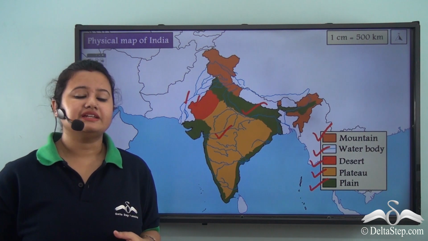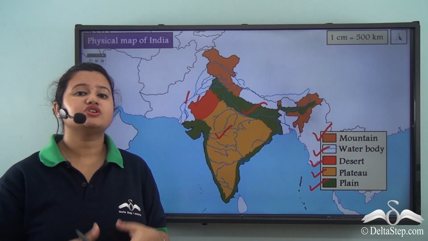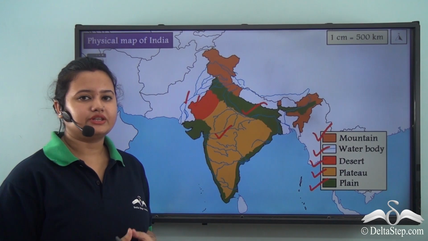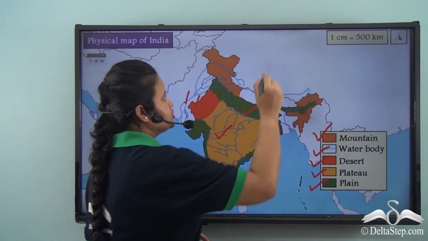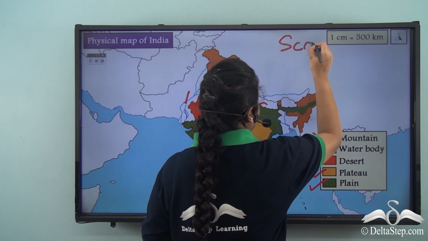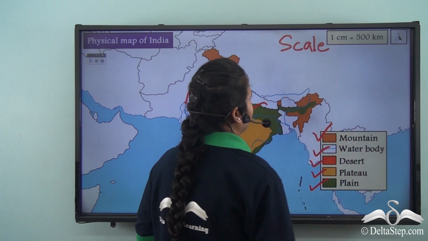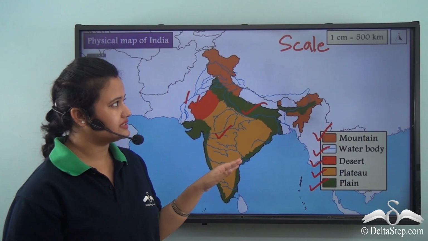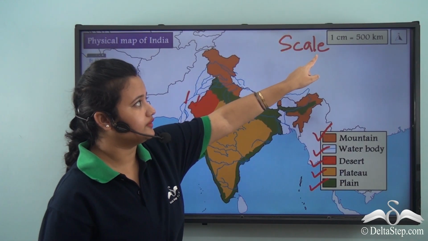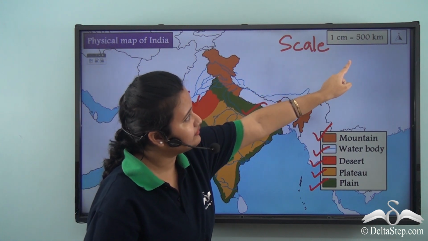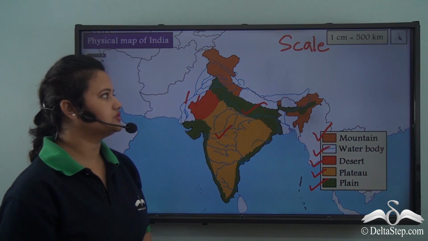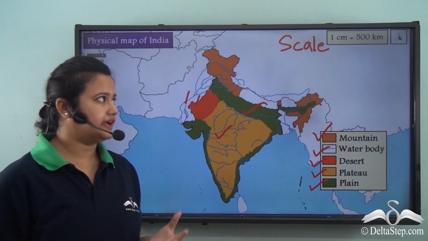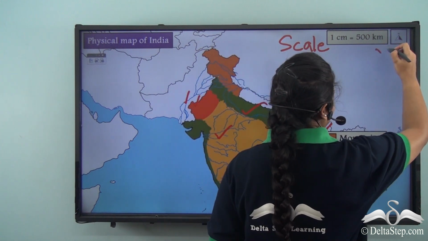So in today's lesson, we discussed in detail various components of the map. Firstly, we understood that maps are always drawn to scale, which makes it an accurate representation of an area. Now here, the scale that has been used to draw this map is 1 centimeter on the map is equal to 500 kilometers on the ground. Now, the next component of the map that helps us to determine direction is the north line.